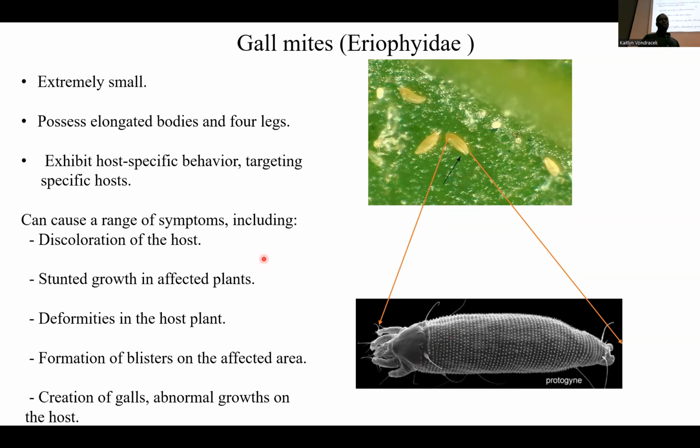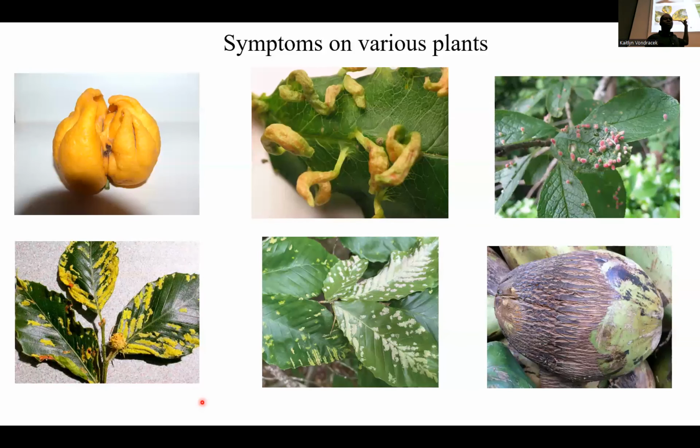And they can cause symptoms including discoloration, stunted growth, deformities in the plant, and you can form blisters, and they can create galls and abnormal growth on the host, and we're going to see some of those. So if you go into Google and put eriophyoid mite damage, this is what you'll see. Look at that beauty. This is citrus here, and you can see how the fruit is deformed.